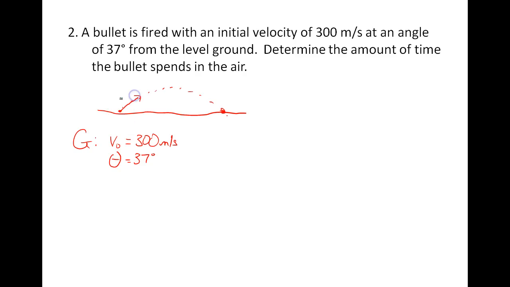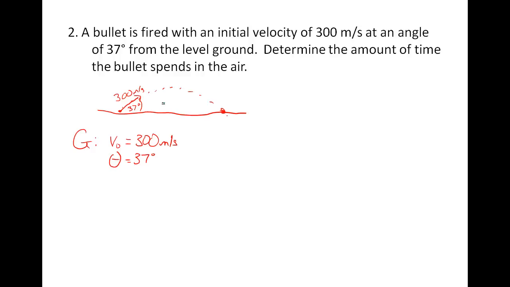Okay, so this is launched at 300 meters per second at an angle of 37 degrees. All right, now part A asks us to determine the amount of time the bullet spends in the air. Or not part A, just the whole question.